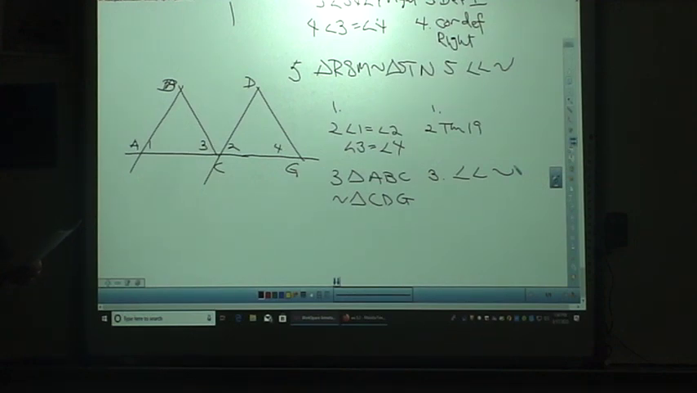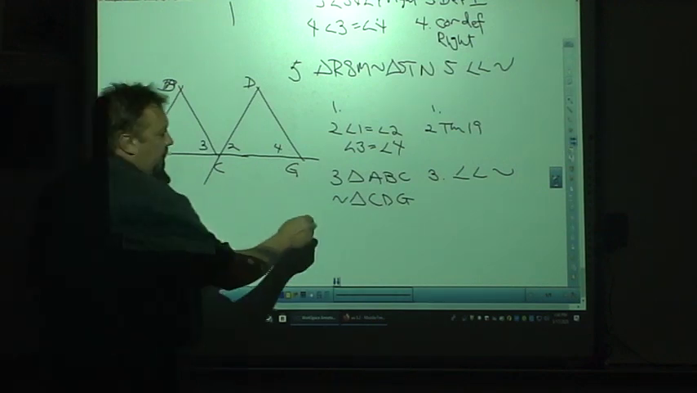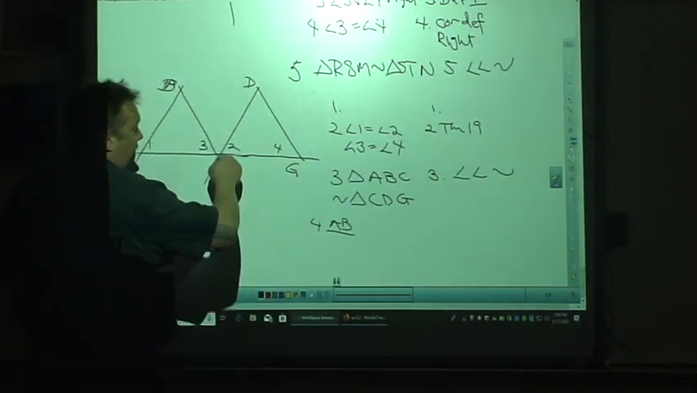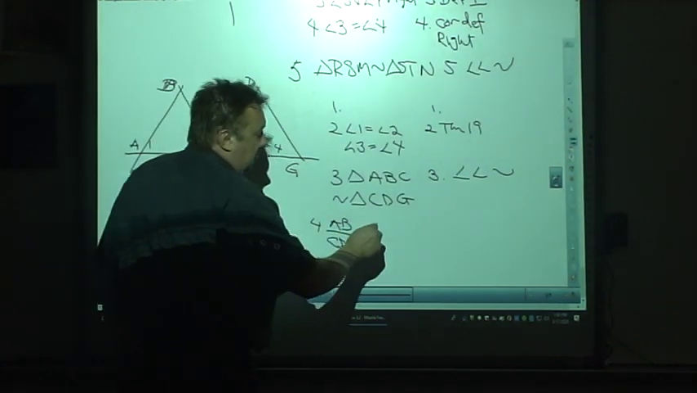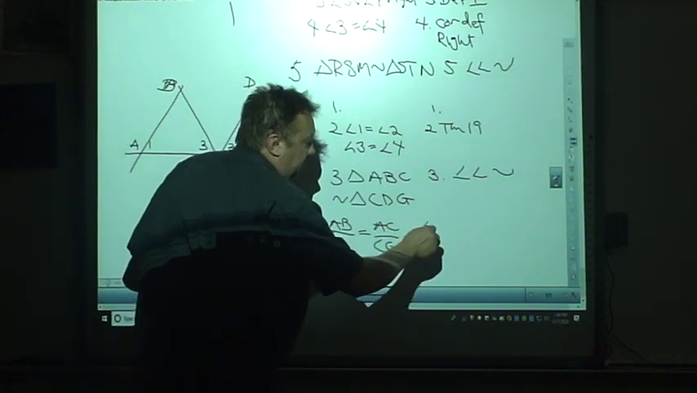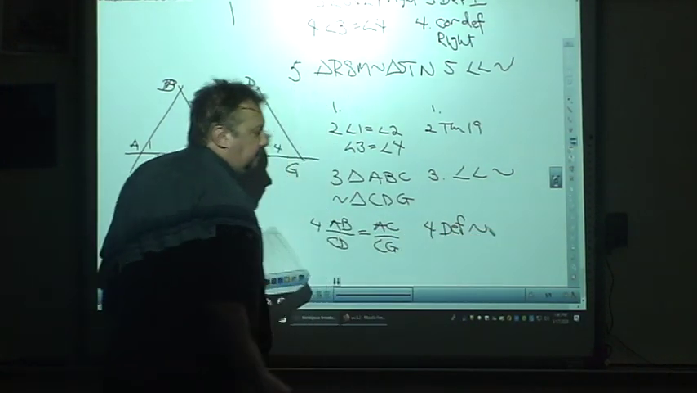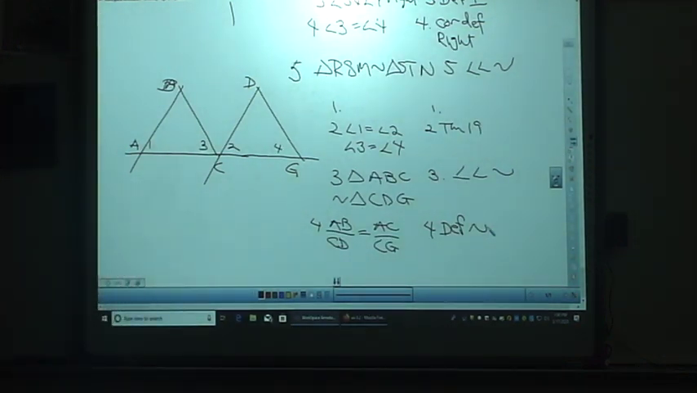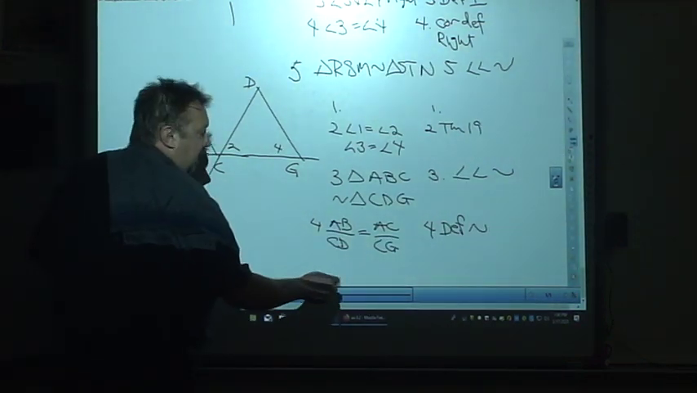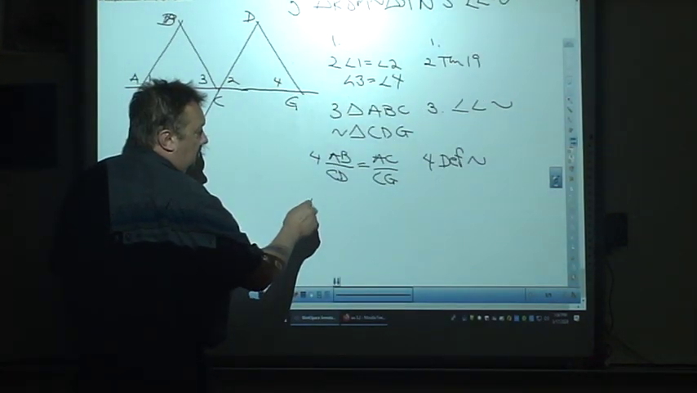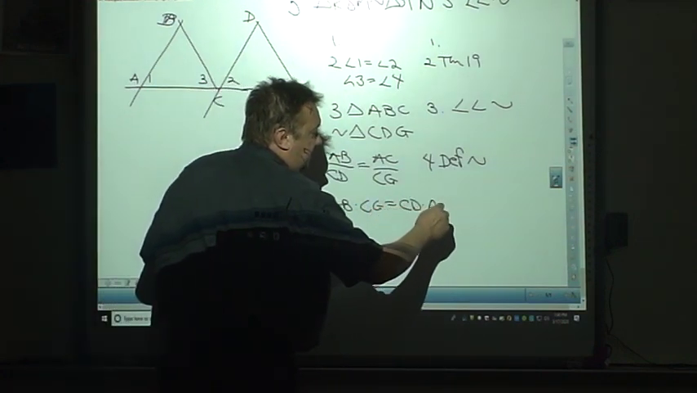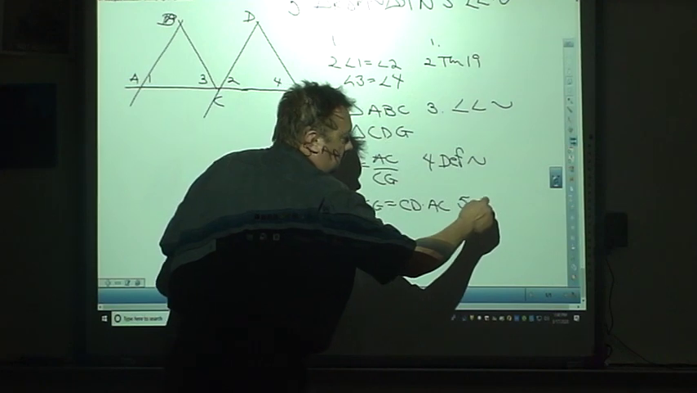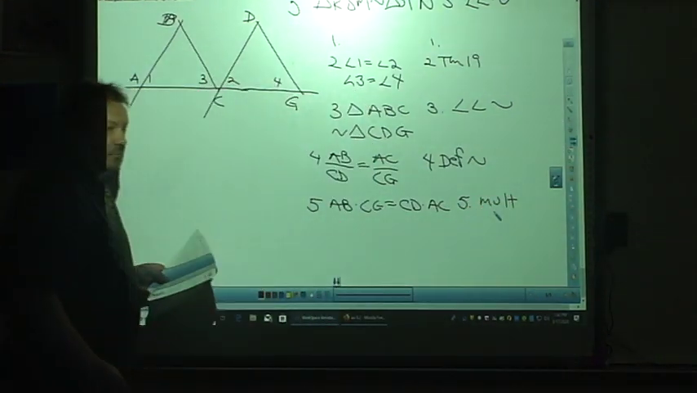Now be careful about corresponding parts. I want AB and AC. So I'm going to do AB over CD is equal to AC over CG. Definition of similar. And then if I have that, I can cross multiply and I get AB times CG equals CD times AC. By multiplication.